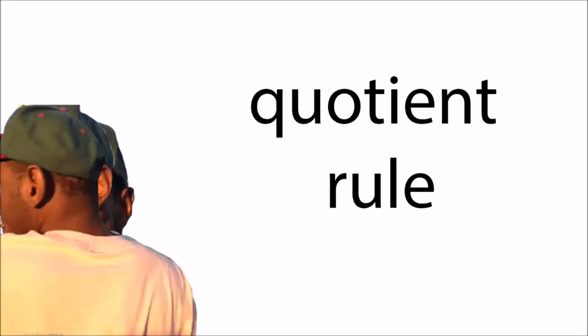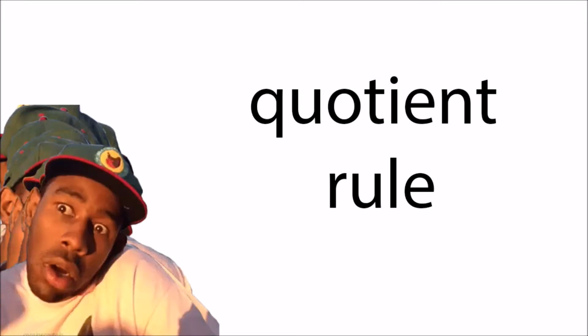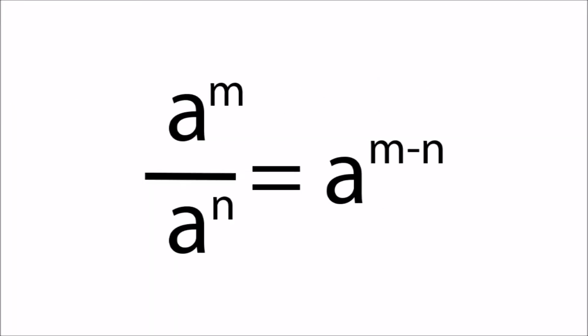Lastly is the quotient rule. This says that to divide two exponents with the same base, you keep the base and subtract the powers. This is similar to reducing fractions. When you subtract the powers, put the answer in the numerator or denominator depending on where the higher power was located. If the higher power is in the denominator, put the difference in the denominator and vice versa. This will help to avoid negative exponents.